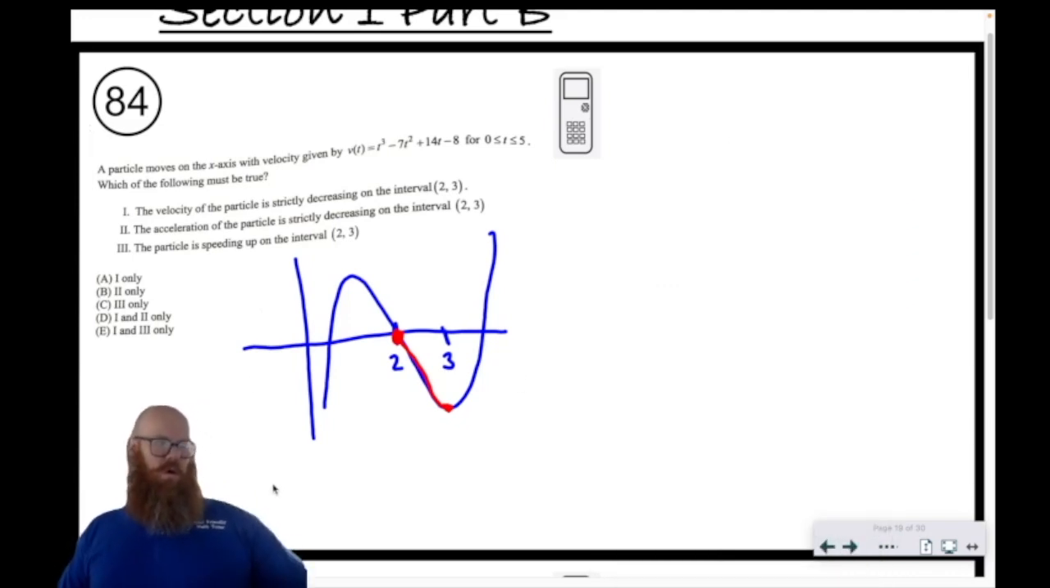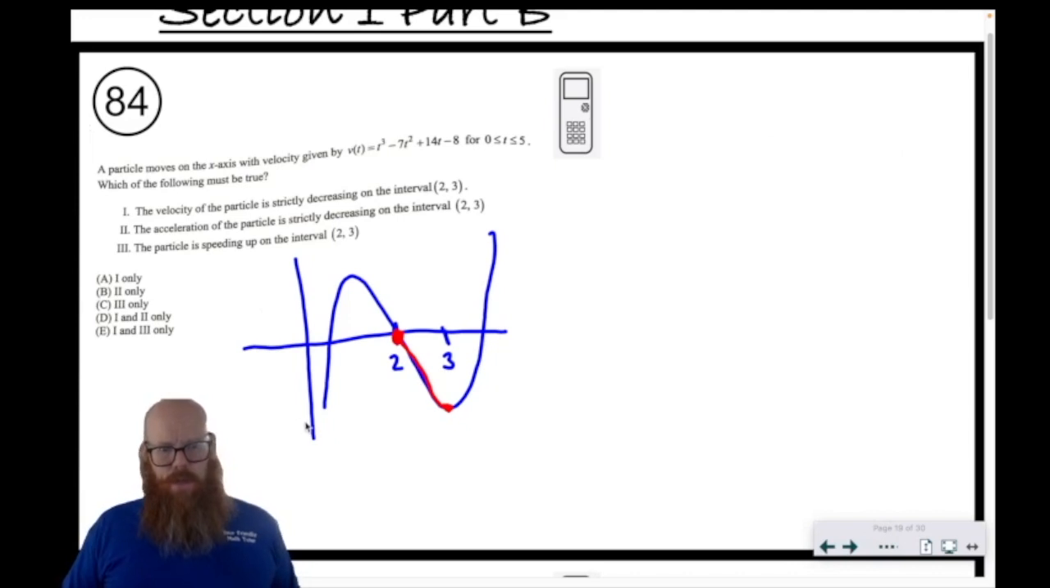Velocity is strictly decreasing. Well, this is the velocity graph. So velocity is definitely moving downward through this interval. So 1 is correct.